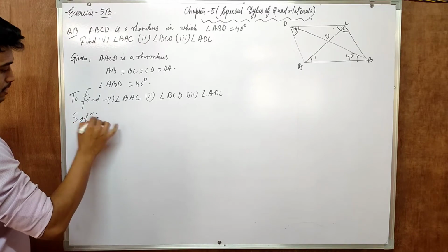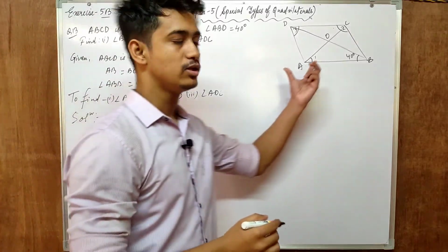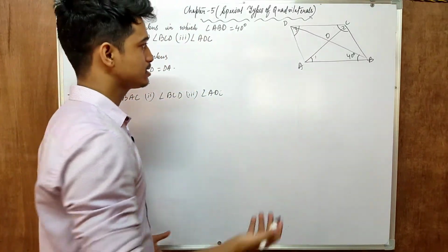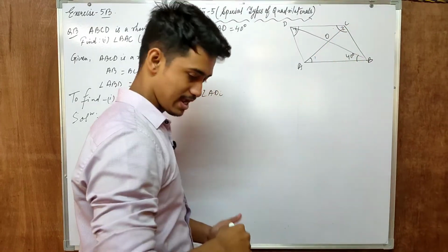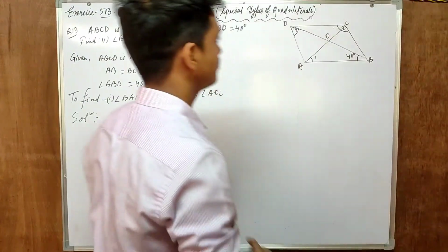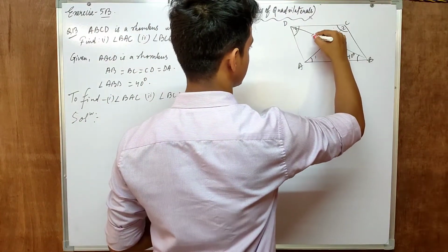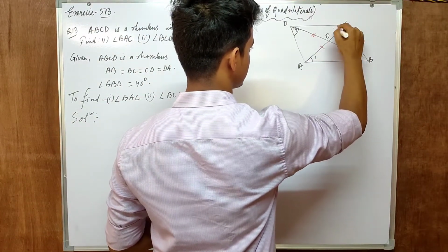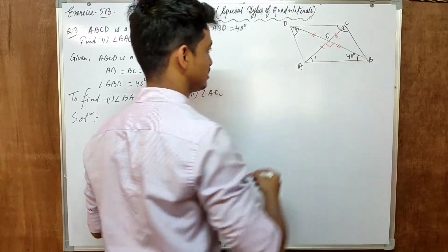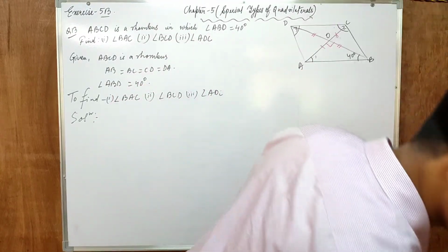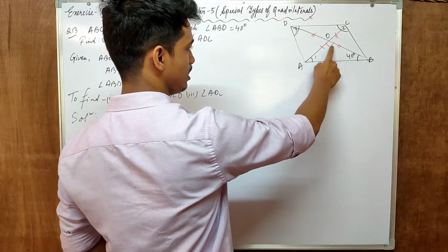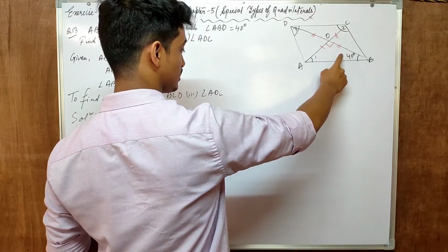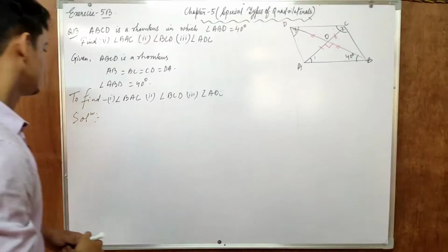Solution. All right, so in a rhombus we know that the diagonals bisect each other at 90 degree. So that means this angle is 90 degree. So easily we can find out: this is 90 degree, this is 40 degree. So 90 plus 40, that is 130 degree, and angle 1 we can easily calculate.